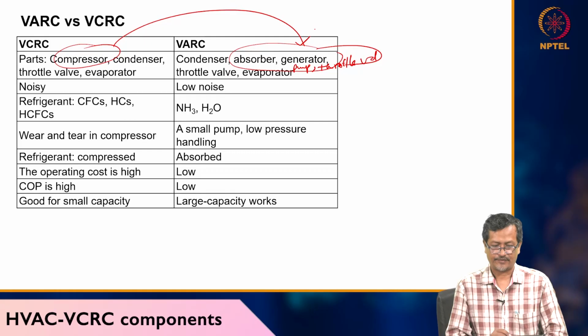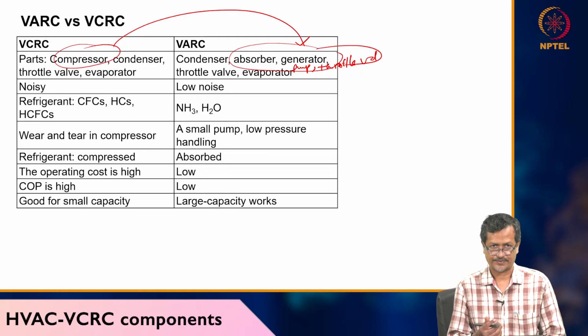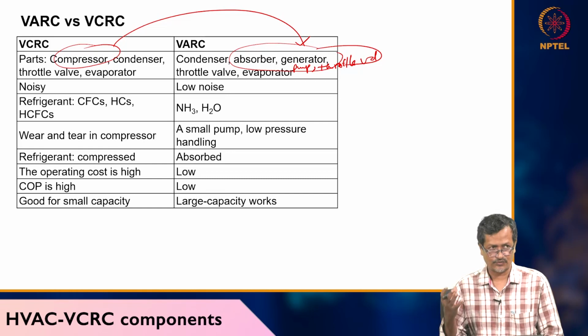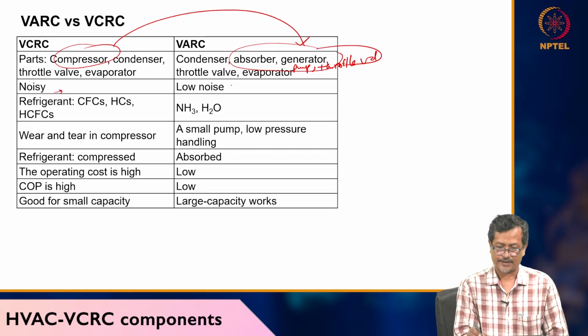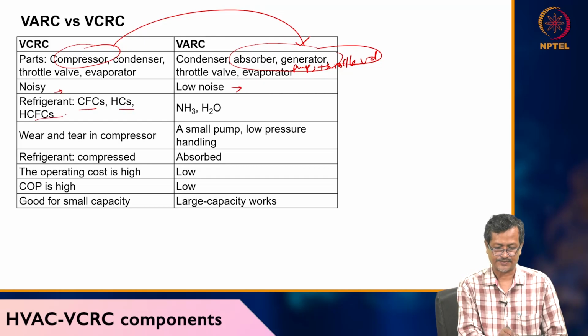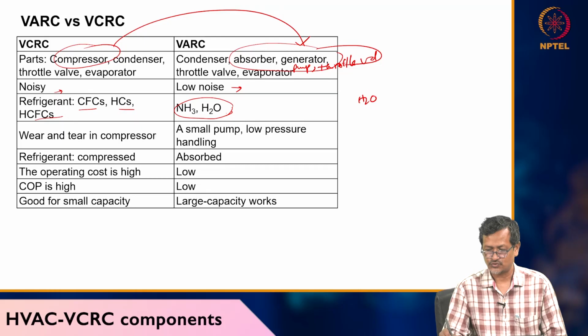In vapor compression, the compressor is actually noisy, because it is using a huge amount of energy and compressing gas. But the vapor absorption system is less noisy. For refrigerants, CFCs, HCs and HFCs are normally used in vapor compression. Vapor absorption normally uses NH3 or H2O as a refrigerant. You can remember H2O is the refrigerant when lithium bromide, LiBr, is your absorbent. H2O will be absorbed by LiBr.